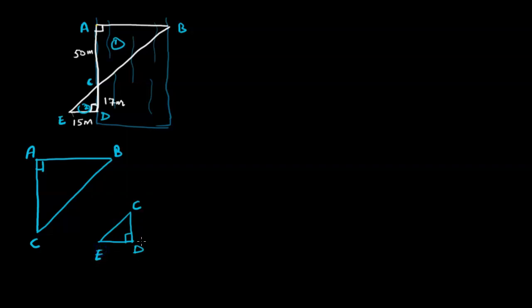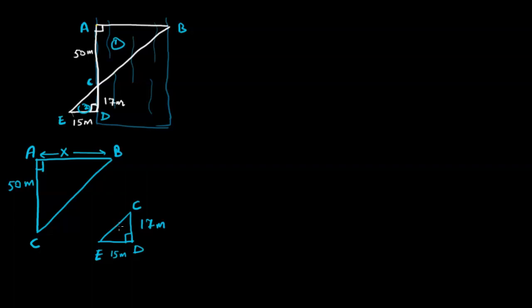Now, we are given side length CD as 17 meters, side length ED as 15 meters, and side length AC is given to us as 50 meters. Because AB is the side length that is exactly parallel to the width of the river, if we find out the side length AB and mark it as X, we would be able to get the width of the river. Now, whenever we are given two triangles, and we have to find the unknown side length when we're given dimensions of one of the triangles, then we know we have to use the properties of similar triangles.